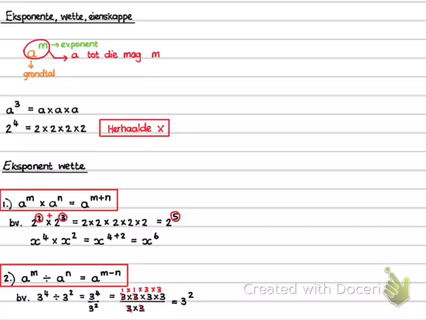So how did I get the 3 to the power 2? I said 4 minus 2 gives me an answer of 2.